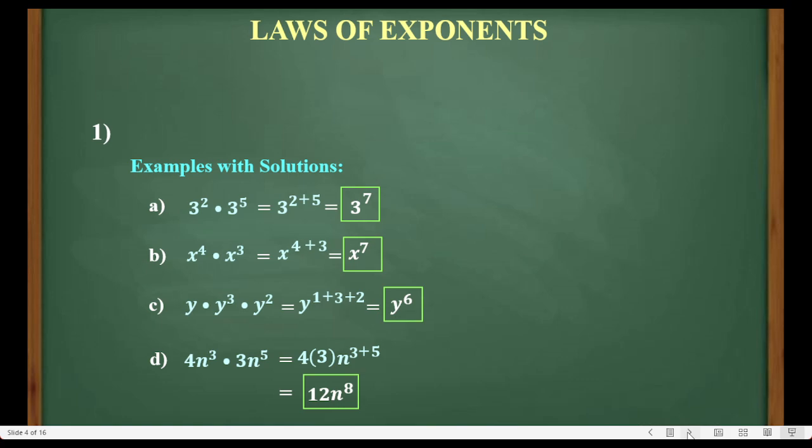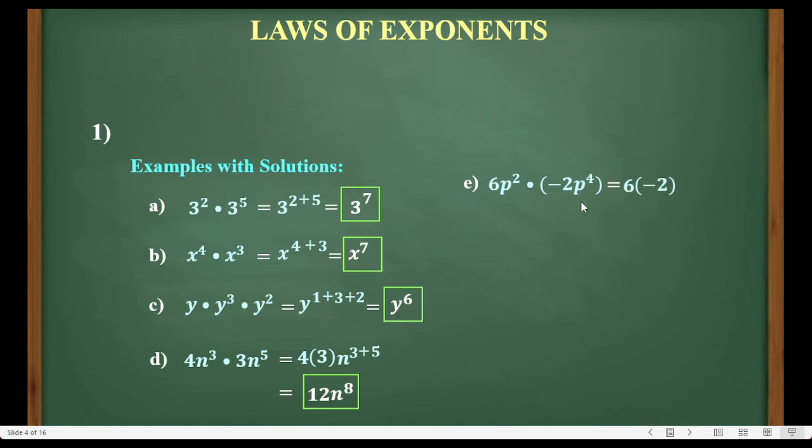Okay. Next, we go to letter E. How about this one? 6p squared times the quantity negative 2p to the fourth. Okay, so what do we do here? Again, just like what we did in letter D, let us set aside the numerical coefficients. So what are these coefficients? We have 6 and negative 2. So we must first group them together.